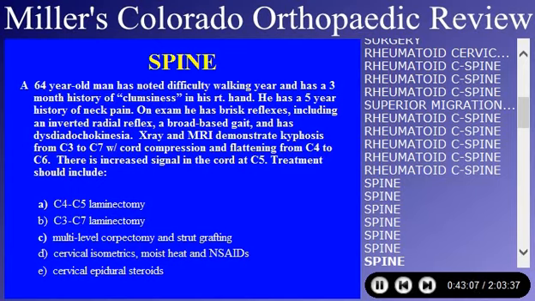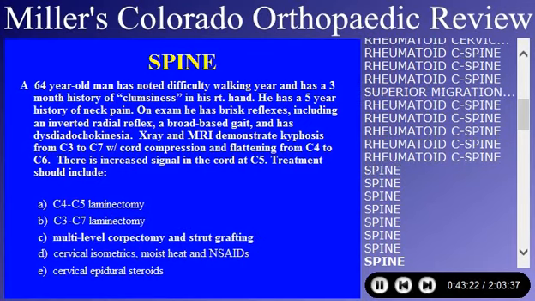X-ray and MRI demonstrate kyphosis from C3 to C7 with cord compression, flattening from C4 to C6, increased signal in the cord at C5. Treatment should include Dr. Wimberly. Right, multi-level corpectomy and strut grafting.